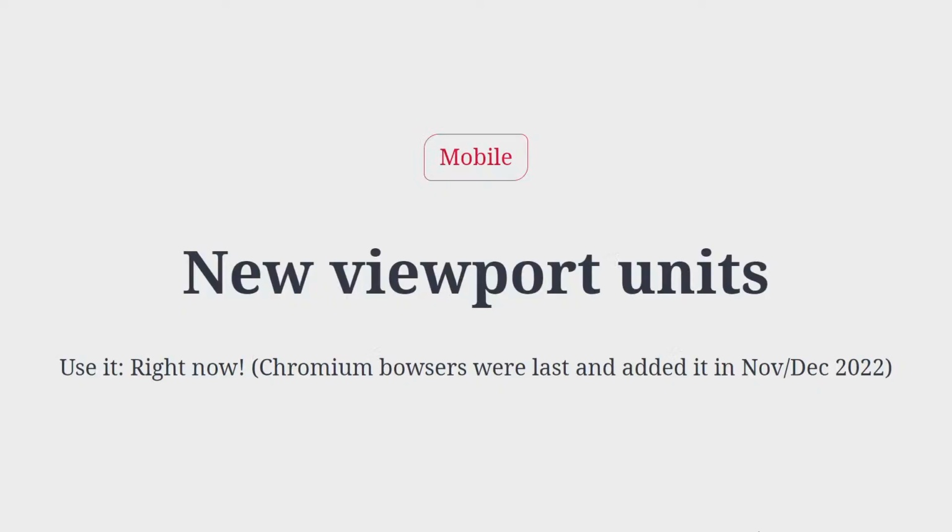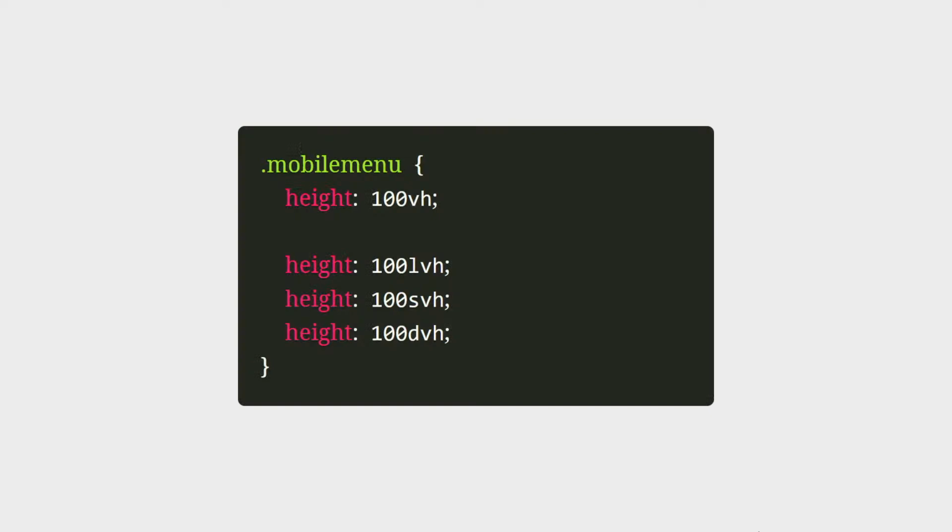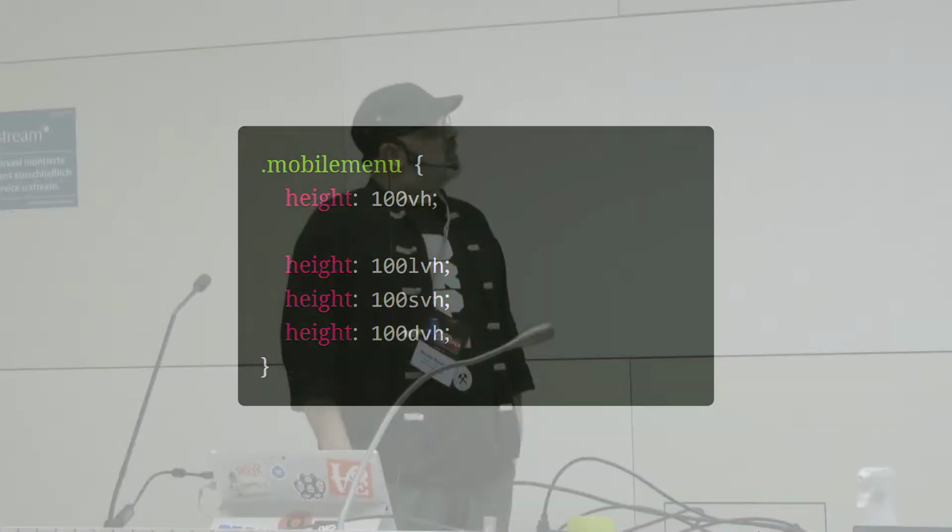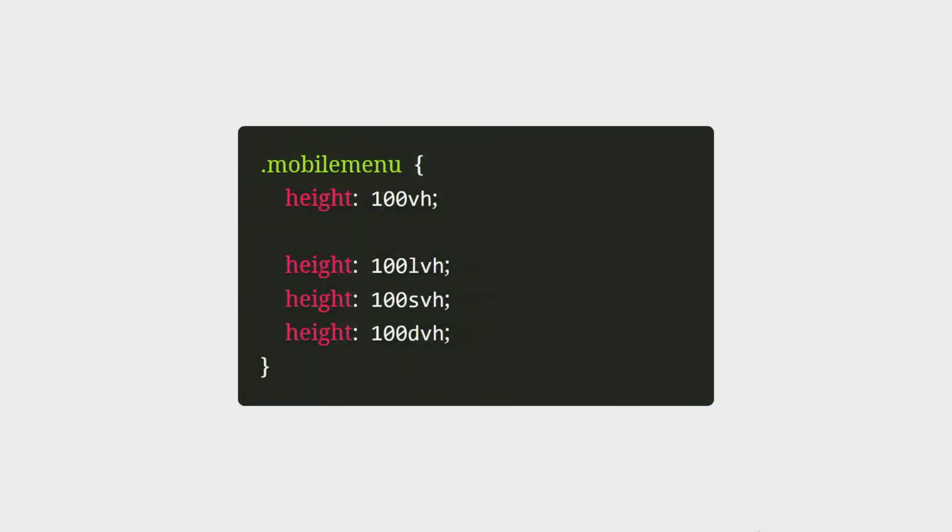We have new viewport units. You can use them right now. Chromium browsers added them last year in November and December. You may know the viewport height, and viewport height is quite useful until you find out there's a bug in Safari and you have problems with your mobile design because it didn't work in Safari and you had to find a hack around it. And now we have new units. The L is large viewport height, S is small viewport height, and D is for dynamic viewport height. Of course, we have the same with viewport width.